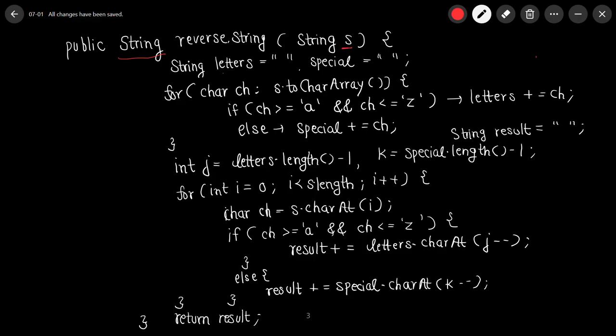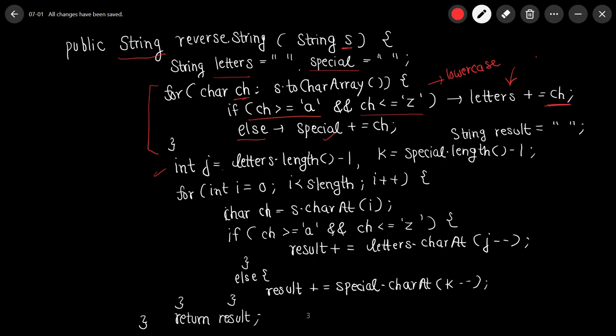So as I told you, we create two separate strings, letters and special. So we check the entire string, and for each character we check if it's a lowercase letter. This condition checks whether it's a lowercase letter or not. If it's between small a and small z, it means it's a lowercase letter. So we add it to the letter string. Else it's a special character, so we add it in the special string.